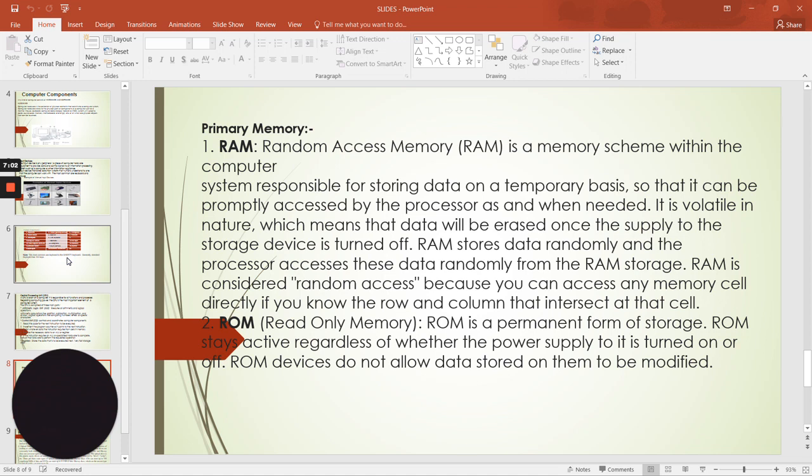Now let us look at ROM, read-only memory. ROM is a permanent form of storage. ROM stays active regardless of whether the power supply to it is turned on or off. ROM devices do not allow data stored on them to be modified.